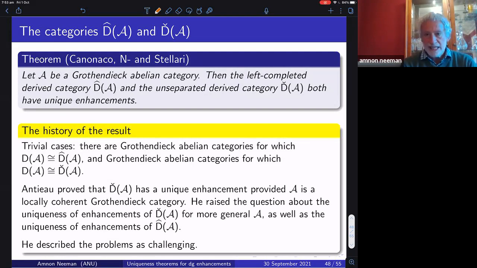Those were both conjectures in Antieau's papers, which we were able to prove. The first says that if you take a Grothendieck abelian category, then the left completed derived category has a unique enhancement, and the unseparated derived category has a unique enhancement.